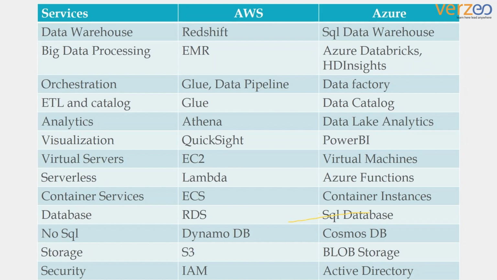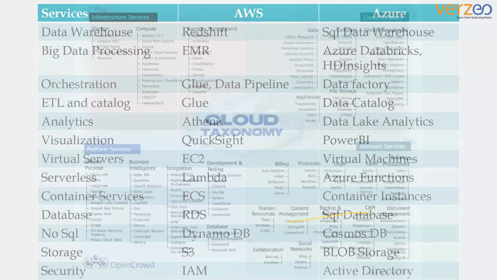So virtual servers, EC2 virtual machines, serverless: you have Lambda functions in AWS, and you have Azure Functions, which is a serverless kind of utilization of different services. Databases, SQL database, RDS, like that. There are so many aspects that you have in AWS and Azure. This is a huge list of items that you can see in Google. Just by looking into Google, you can understand.